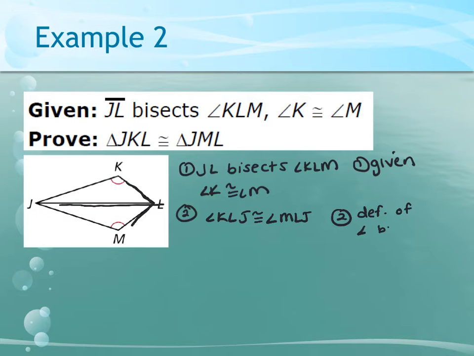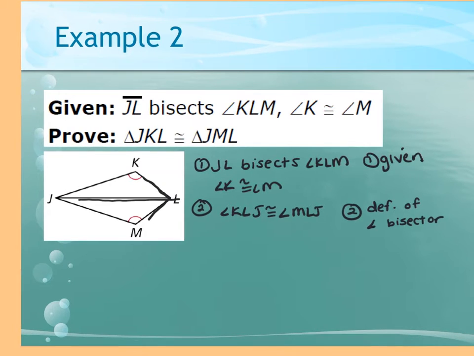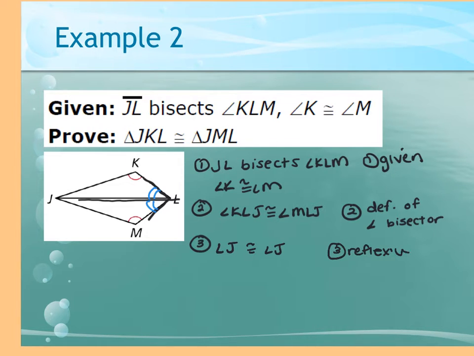I did KLJ. It doesn't matter if you put J first. And then LJ, that's definition of angle bisector, right? Or bisector, because it didn't say angle bisector. I put midpoint. And then LJ is congruent to LJ, the reflexive. And then triangle JKL is congruent to triangle JML, angle, angle, side.